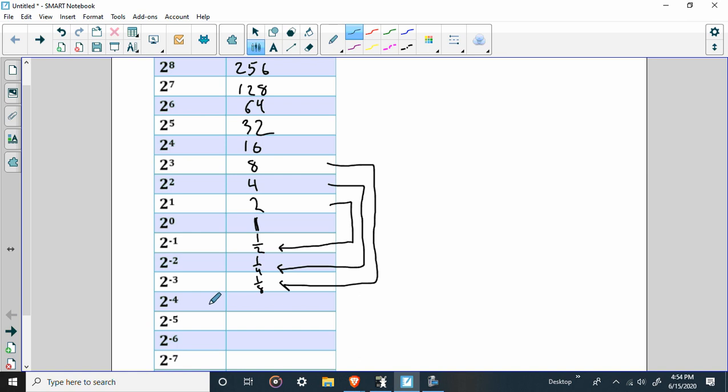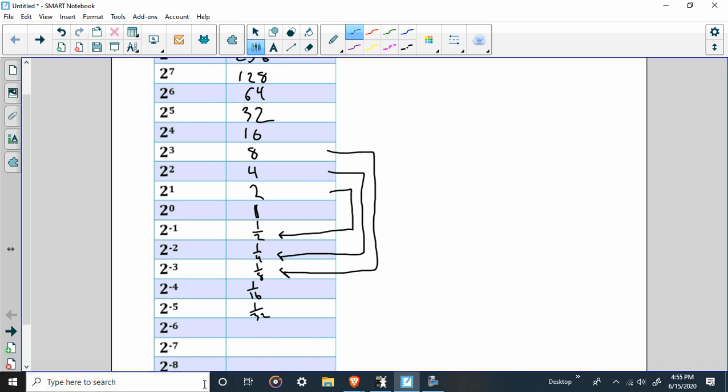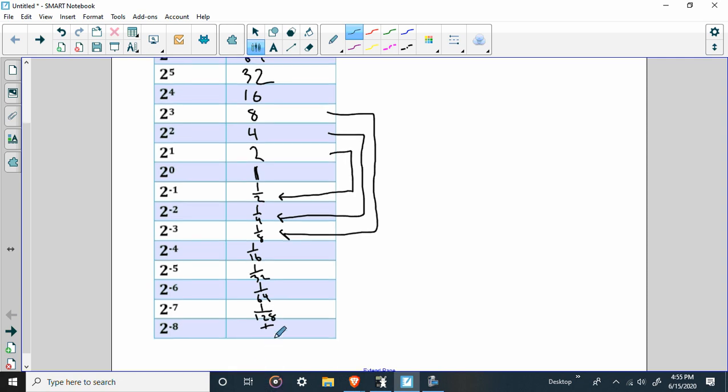So if I said 2 to the negative 4th, well, 2 to the 4th is 16, so that makes this 1/16. Okay, 2 to the 5th was 32, that makes this 1/32. Okay, 2 to the 6th was 64. 2 to the negative 6 is 1/64. Okay, 2 to the 7th is 128. 2 to the negative 7th, 1/128, and 1/256.